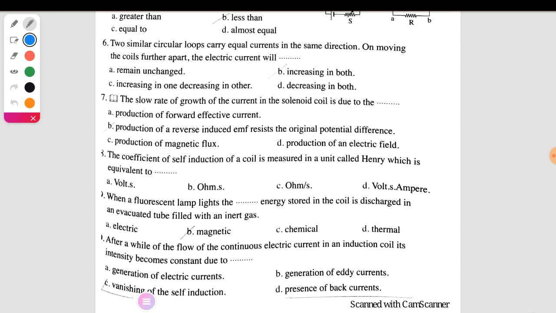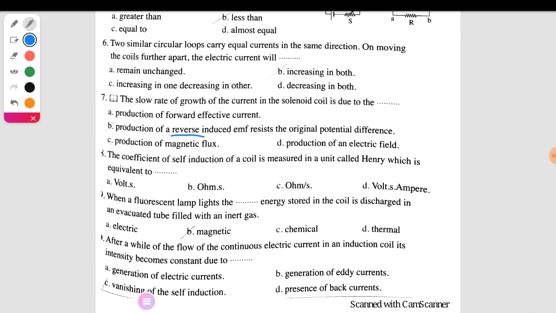The slow rate of growth of the current in the solenoid is due to production of forward effective current, production of reverse induced EMF which resists the growth of the original potential difference, production of magnetic flux, or production of an electric field. The answer is production of reverse induced EMF, which resists the growth of the current.